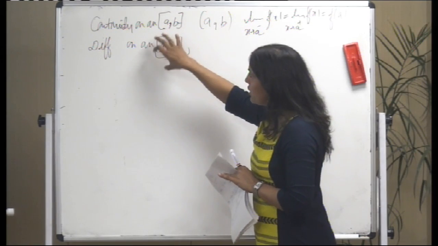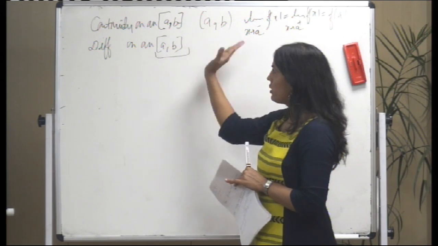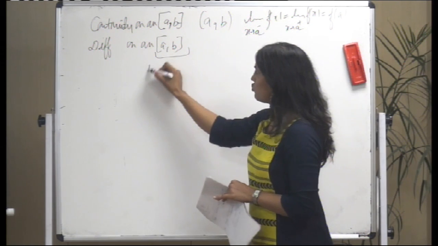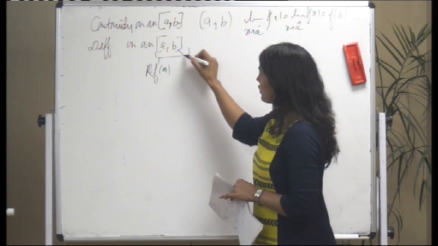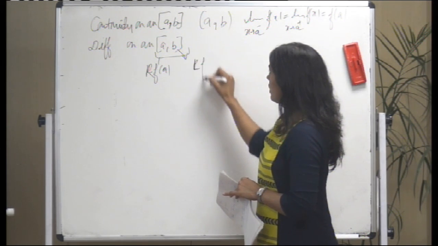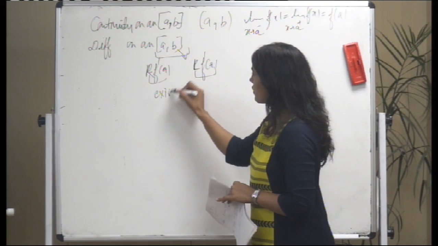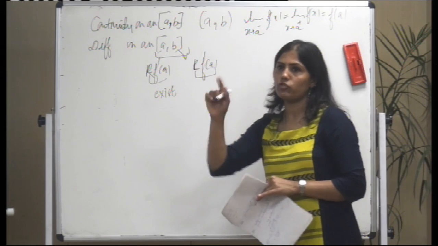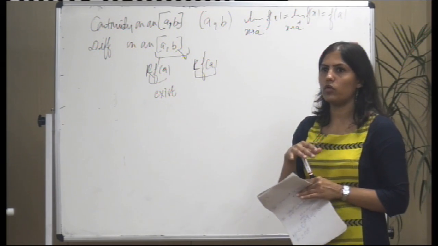Now for the derivative, which derivative will you find out? For this you will find the right hand derivative, so only the right hand derivative at A. And for this, if these two exist, yes. And for midpoints also you will check. In between points also you will check. It is not that you directly say it.